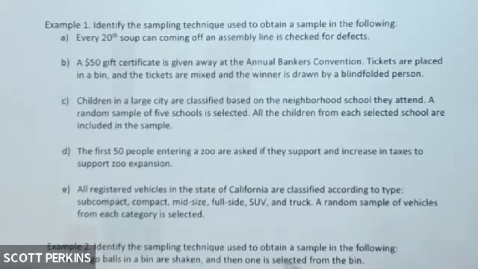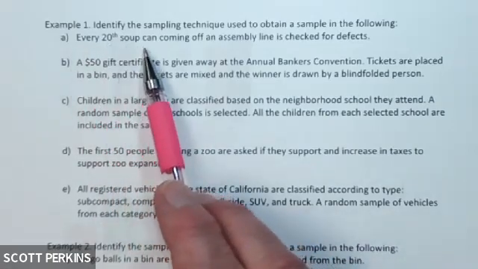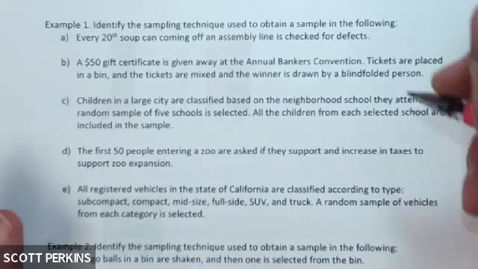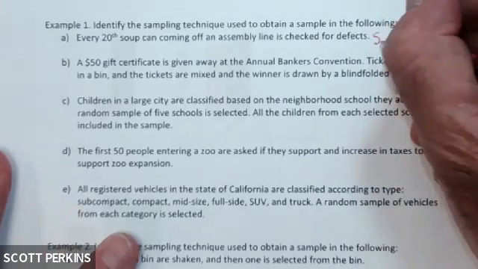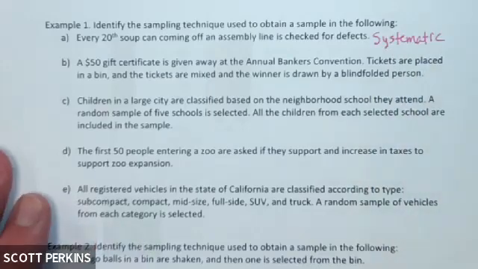So, example 1. Every 20th soup can off an assembly line is checked for defects. Which one of the sampling techniques would you think that is? Yeah, systematic. Okay, I'm doing a systematic check. I'm checking every 20th. That's how we know.